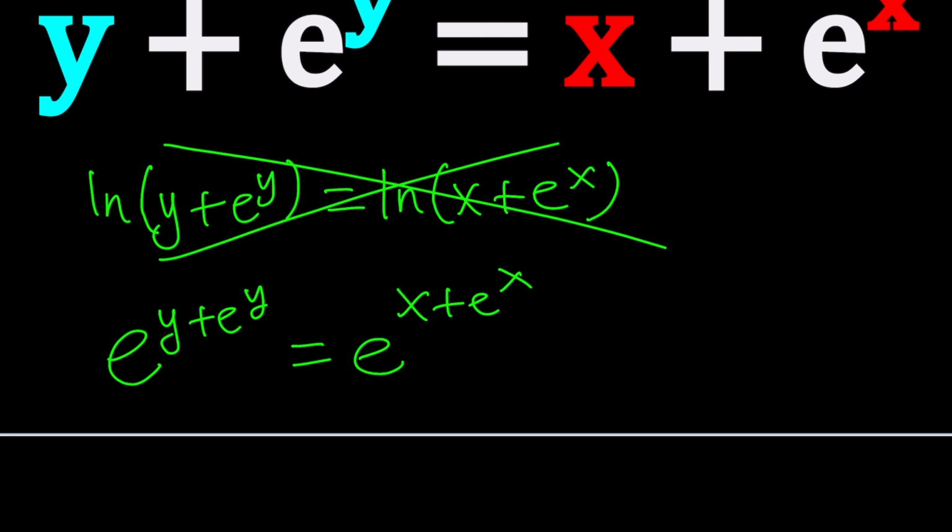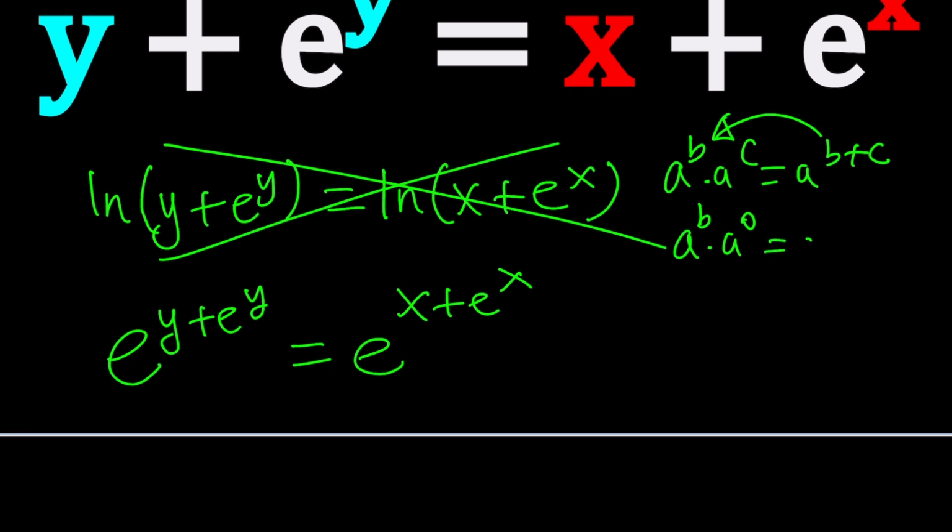So now we have a sum of exponents, and if you remember, when you multiply a to the power b times a to the power c, it becomes a to the power b plus c, or vice versa. If you have a to the power b plus c, you can write it as a to the b times a to the c. And guess what? You can use this to prove that any number to the power 0 is equal to 1. For example, a to the power b times a to the power 0 becomes a to the power b plus 0, which is a to the power b. And then by dividing both sides by a to the b, you get a to the power 0 equals 1.